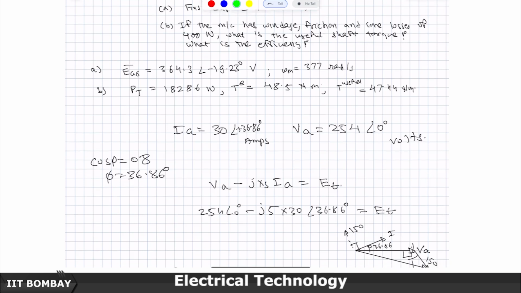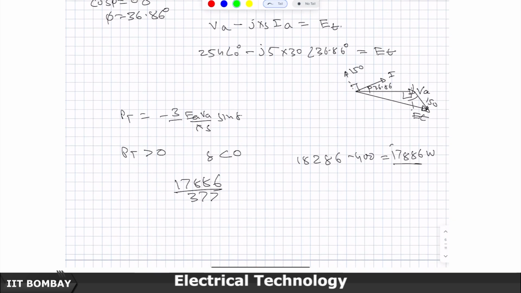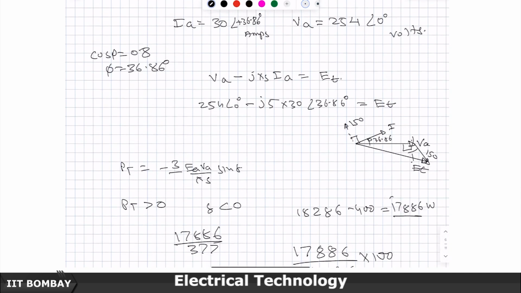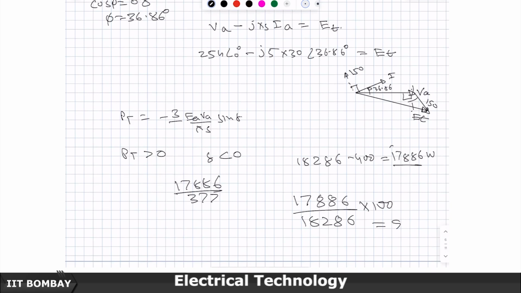This is only available for doing actual mechanical work outside. And what is the efficiency? Efficiency is 17886 divided by 18286 into 100, and this efficiency should be some 97. I have not written it down here, you calculate it, but I think it should come around 97% or so. So, this is the efficiency of your rotating synchronous machine.